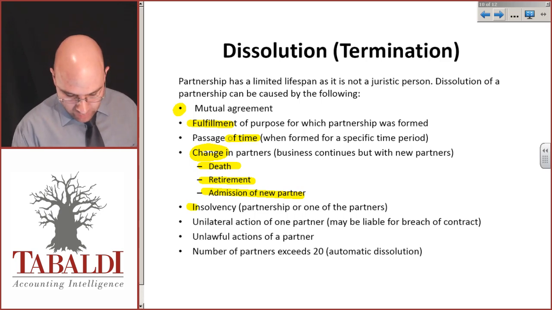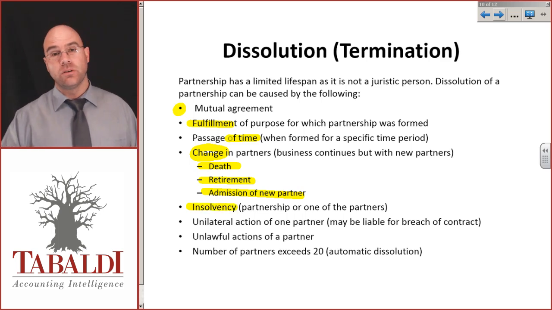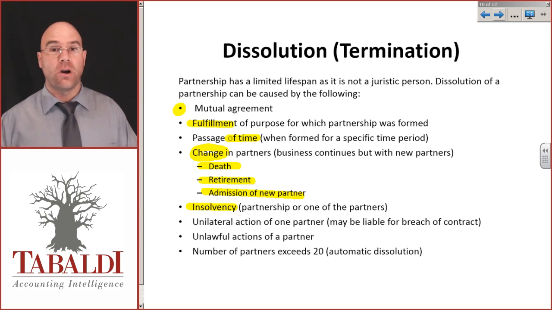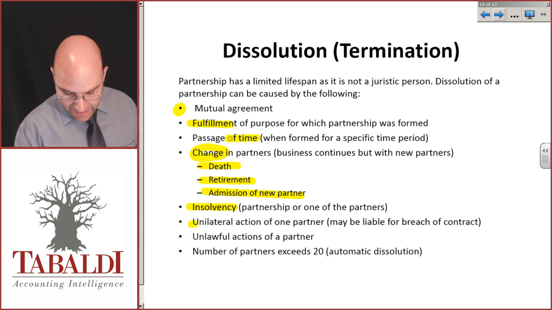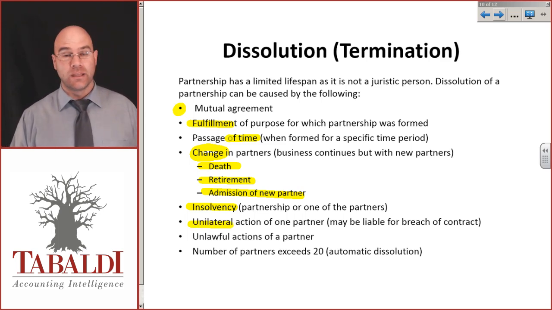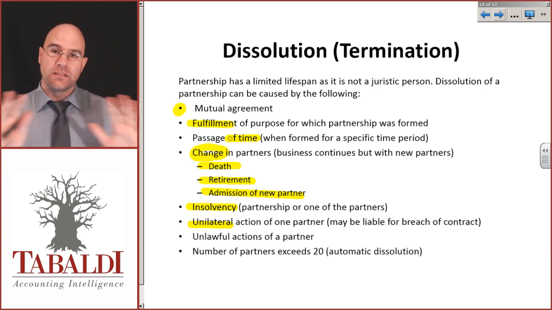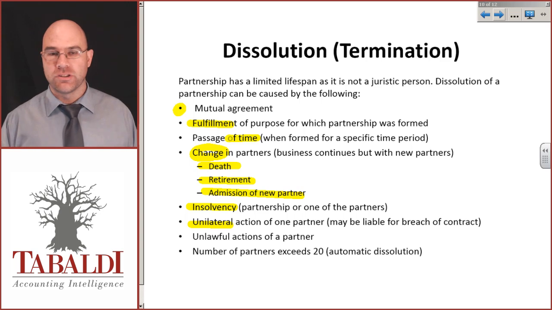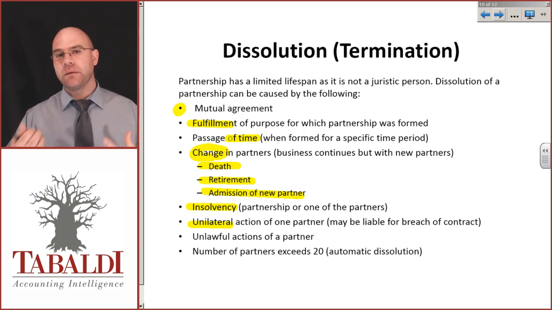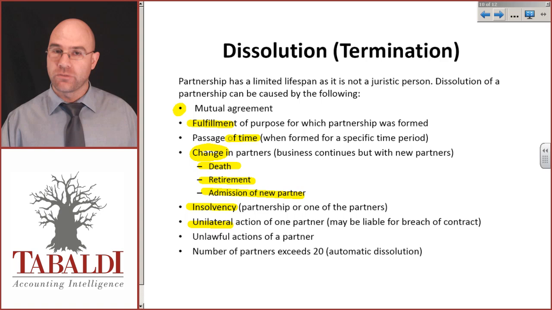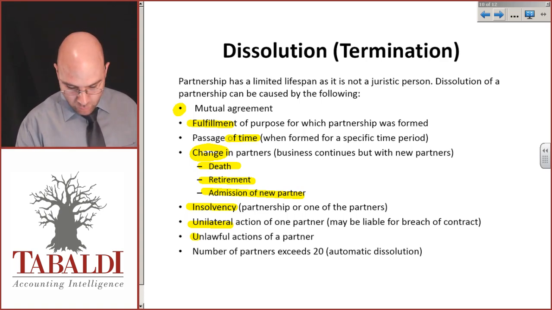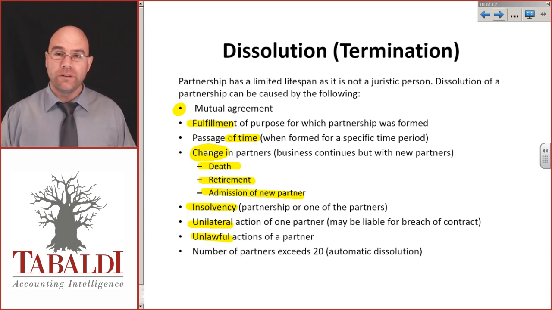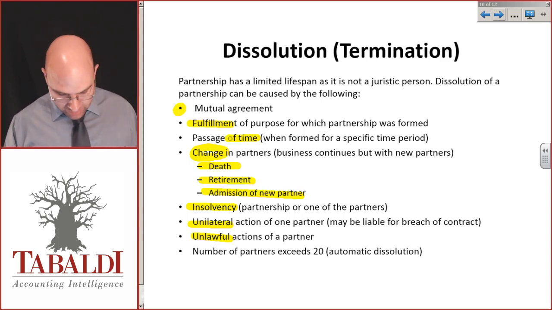Now, also, insolvency will cause dissolution, either insolvency of the partnership or of one of the partners as an individual, if they are sequestrated. There might be unilateral action by any one partner. I might, as a business partner with Joe, decide that I want out. I'll phone Joe or give it to him in writing that the partnership has ended. Yes, Joe might be able to sue me for some type of breach of contract, but that will be done per agreement. If one partner acts unlawfully, that will also lead to dissolution of a partnership.